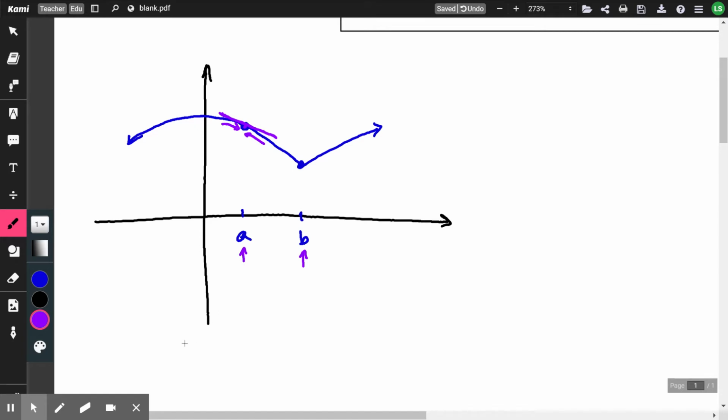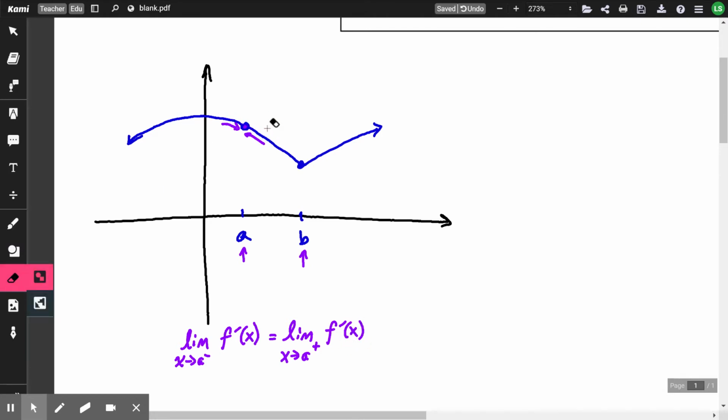So one thing that we would be looking at is the limit as x approaches a from the left of our derivative of the function, and making sure that that matches up with what happens as x approaches a from the right of the derivative. In other words, we take a look at what's going on with the slopes of this part, and what's going on with the slopes of that part, and making sure that they are actually equal to each other when we hit x equals a.